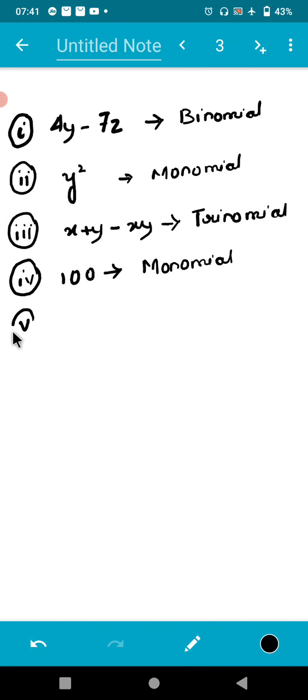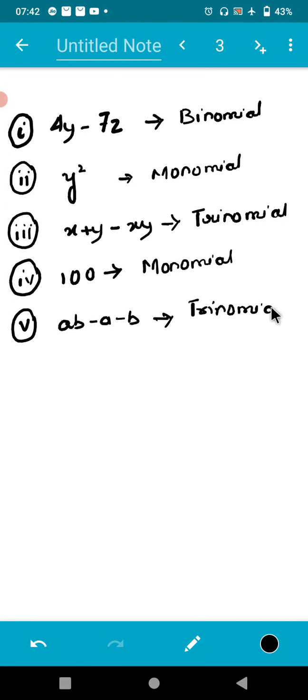Now let's do sum number 5. What do we have in sum number 5? AB minus A minus B. How many terms are there? 1, 2, 3. Are there any like terms? No, because the first term has AB as the algebraic factor, the second term has A, and the third term has B. So they are all different from each other. So we can write trinomial.